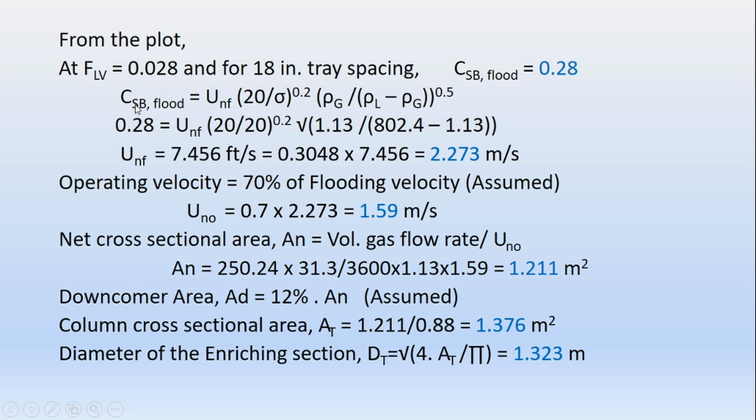So substitute this 0.28 value here, and the sigma, rho g, rho L values here. Find out the flooding velocity. Flooding velocity in feet per second is 7.456. Okay, convert it to meter per second, which is 2.273. This is the flooding velocity. At this gas velocity, the column will be getting flooded.